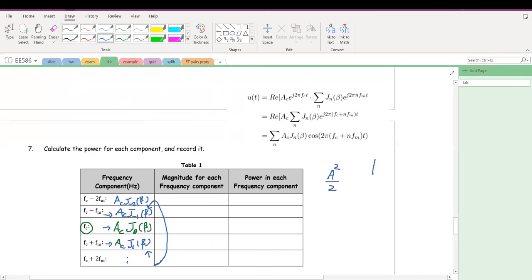So when you see the spectrum at a certain frequency in the lab, this magnitude is Ac squared divided by 2. So to change it to magnitude, do a little calculation there. So that's this lab.